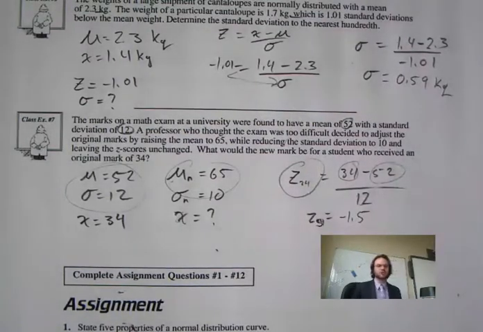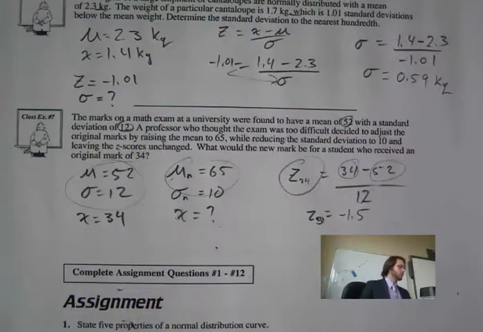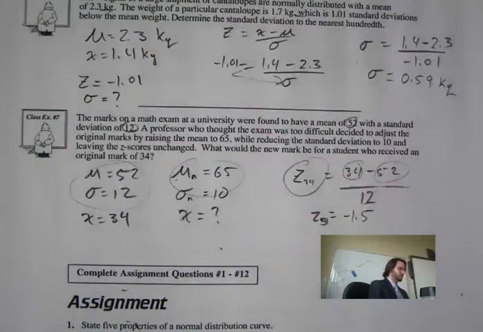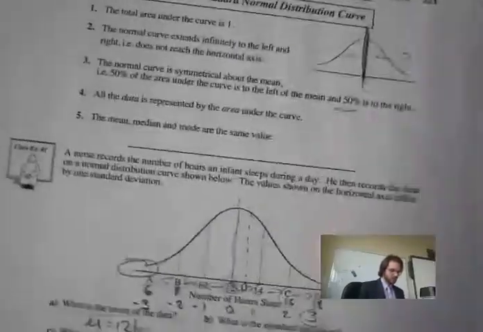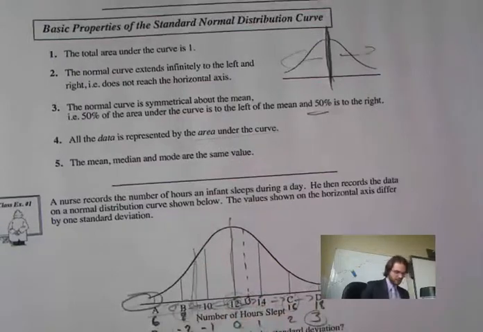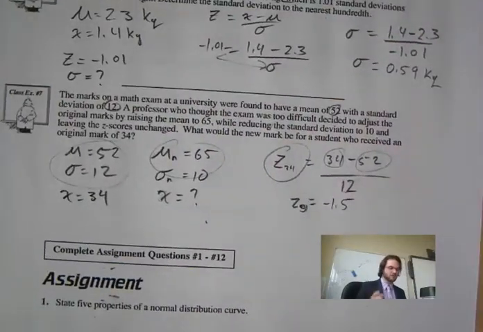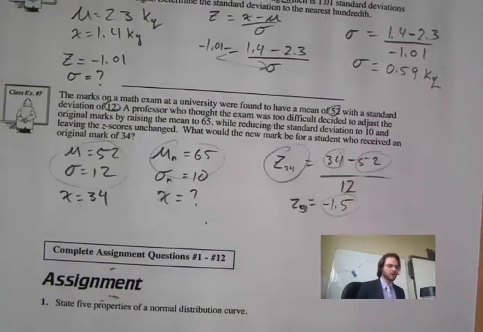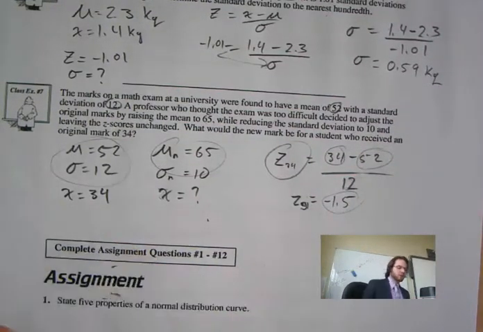So he didn't do too good. He was quite a bit below average, very low. We could go back and look at the percentile. If he's at 1.5 below, he's around right there, so he beat maybe less than 20%, something like that. Now we want to figure out what his mark is on the new one.